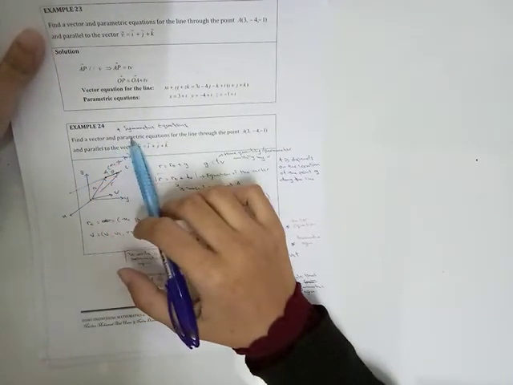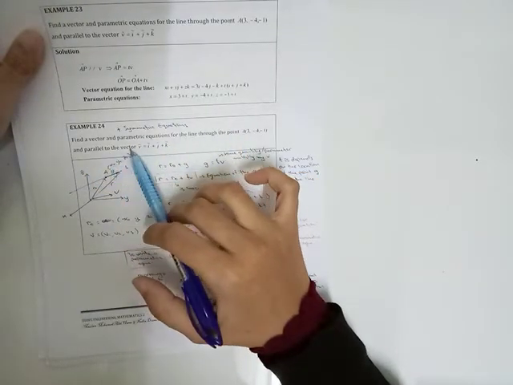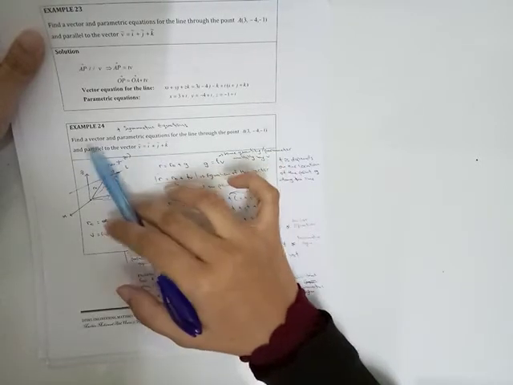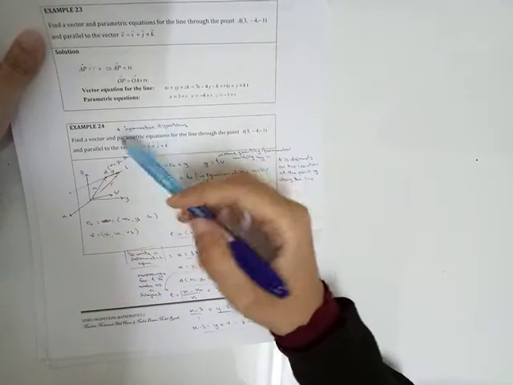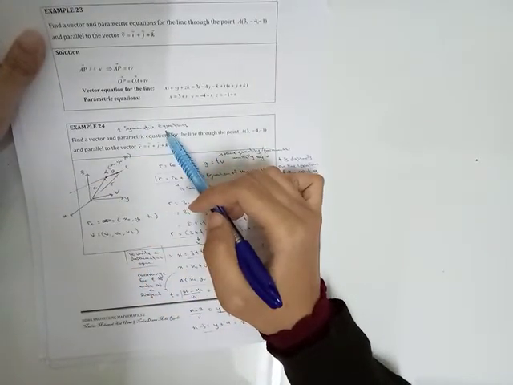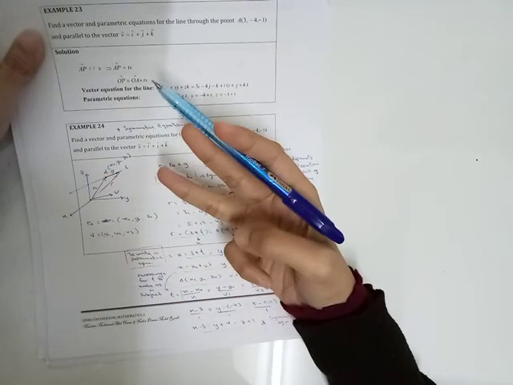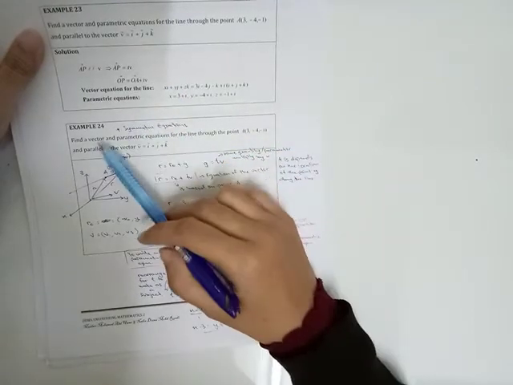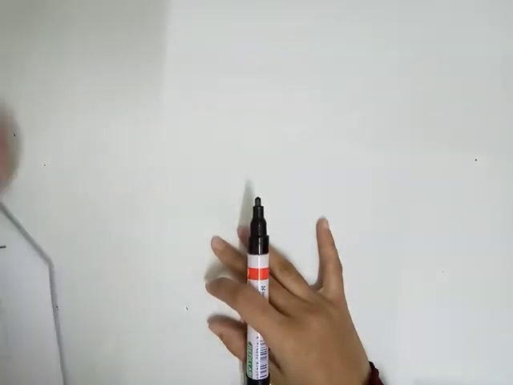Find a vector and parametric equations for the line through the point A and parallel to the vector V. That means the question asks us to find a vector and parametric equation. I add one more, we need to find the symmetric equation also. So we have three equations that we need to calculate: vector, parametric and symmetric. Let's start with the three dimensions.